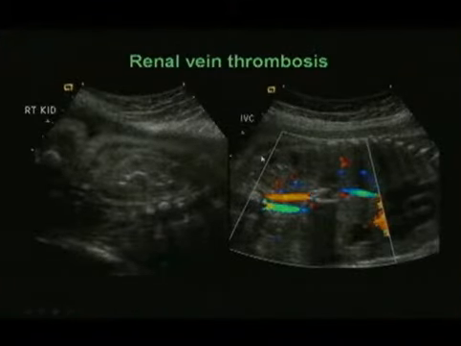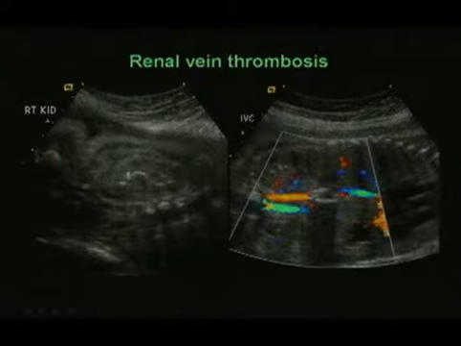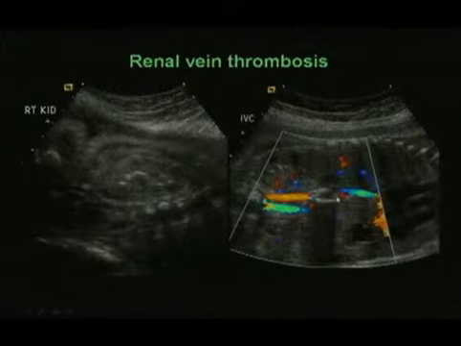So here's a fetus who had an unusual appearing right kidney. You can see the right kidney, and we saw some echogenic areas within the central part of the kidney, as well as increased echogenicity of the cortex. When we interrogated with the Doppler, we discovered that this fetus had renal vein thrombosis that had tracked from the kidney into the inferior vena cava.